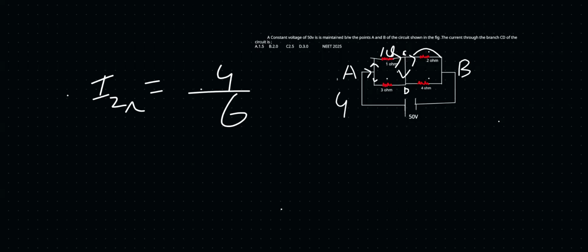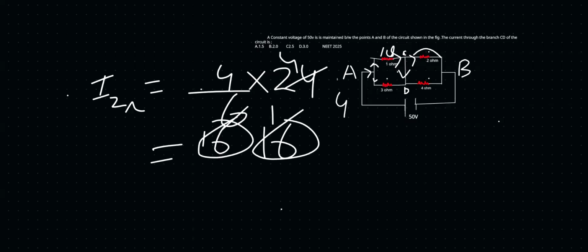That means it is 2 times blocking the current. So how much is the total current? It is 24 ampere, right? And now, what is 4 by 6 times 24? What we are getting is 4 times 4, which is 16. This is the amount of current flowing through the 2 ohm resistance. So what is the incoming current here? It is 18 ampere. So what we are getting here? 16 ampere. So now what will be the current through the CD branch?